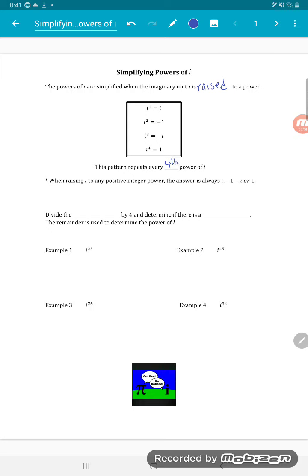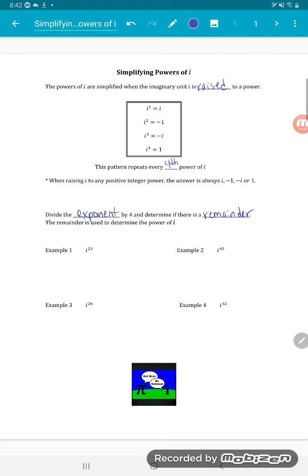This pattern repeats every fourth power of i. It's very important that you remember when raising i to any positive integer power, the answer is always i, -1, -i, or 1. So there will only be 4 answers. To do this, we divide the exponent by 4 and determine if there is a remainder. The remainder is used to determine the power of i.